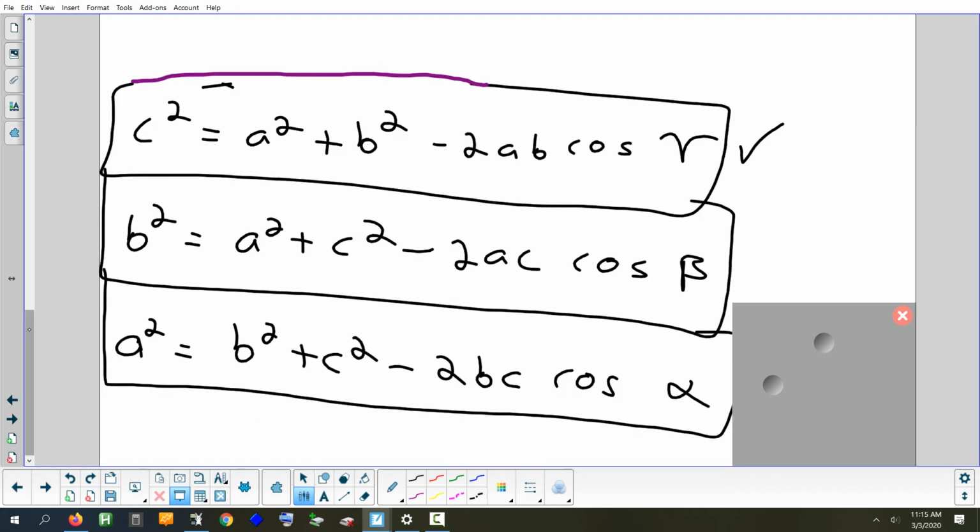So that's the law of cosines. Notice every formula has every side in it. Every formula has an a in it, a b in it, and a c.